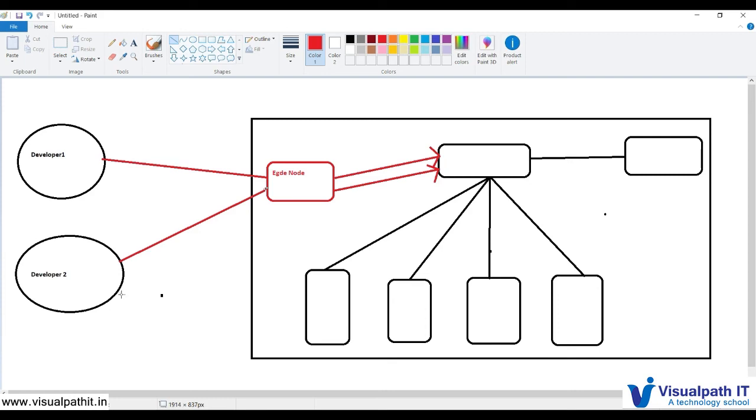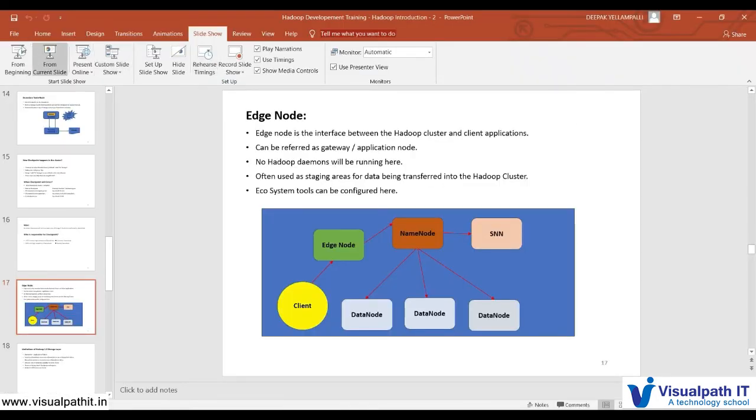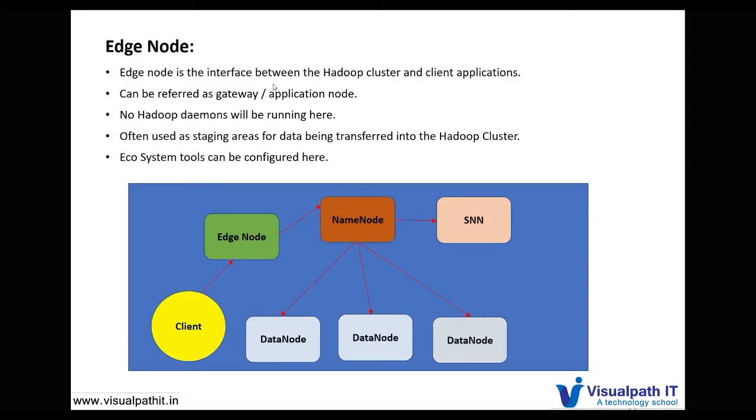Through the edge node only, users can submit their requests. Then through the edge node it will hit the cluster, the name node, and get all the information they require. So edge nodes are important in the cluster environment. The edge node is the interface between the Hadoop cluster and client applications. Always, end users, developers or admins, anyone, can connect to the cluster through the edge node only. If you want to connect to a cluster, it is mandatory to log into the edge node first. Otherwise, we don't have access. It can be referred to as a gateway node or application node.